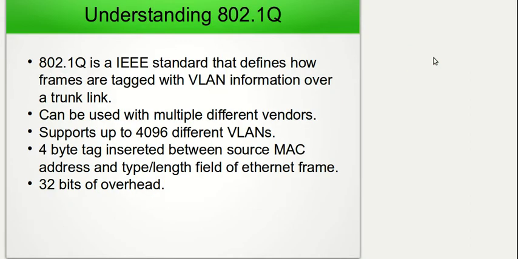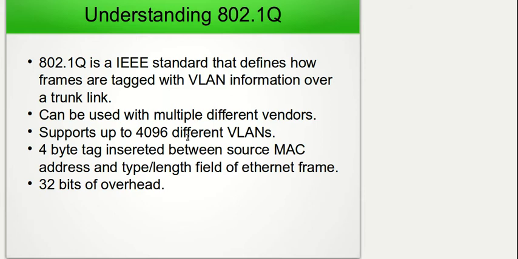So let's go into a bit more depth about 802.1q. 802.1q is an IEEE standard that defines how frames are tagged with VLAN information over a trunk link. It describes the frame format of a frame over a trunk link and how we can communicate to the receiving switch what VLAN this frame belongs to, so we can keep traffic separate between VLANs as they flow between switches. Because this is an IEEE standard, it can be used with Cisco and non-Cisco gear, which means it can be used with different vendors. And with 802.1q, we can have up to 4,096 different VLANs on a single switch, which is a lot of VLANs. We would never need that many.